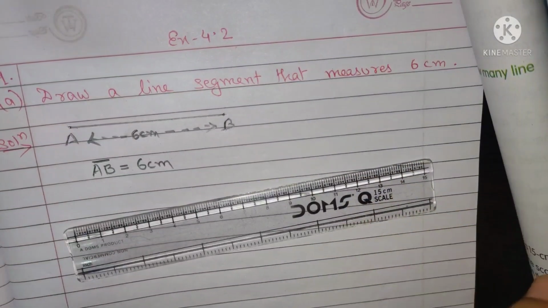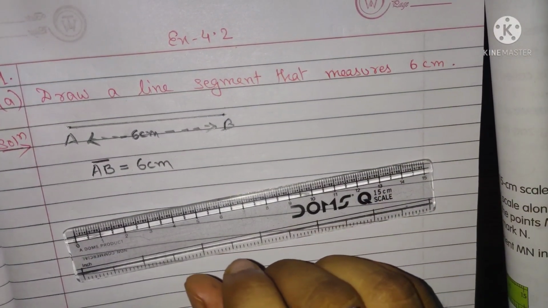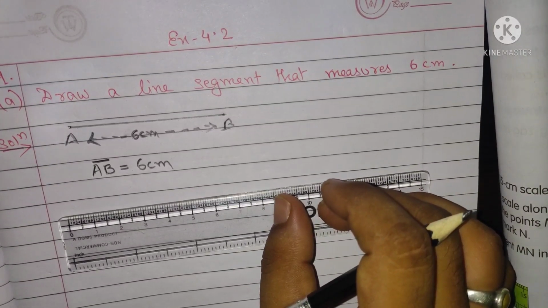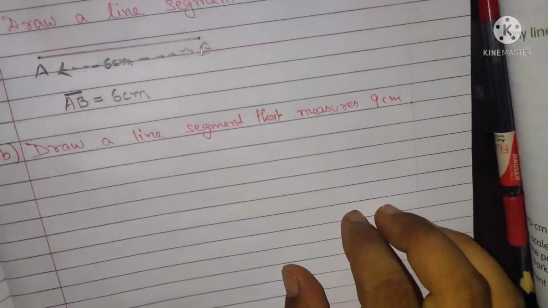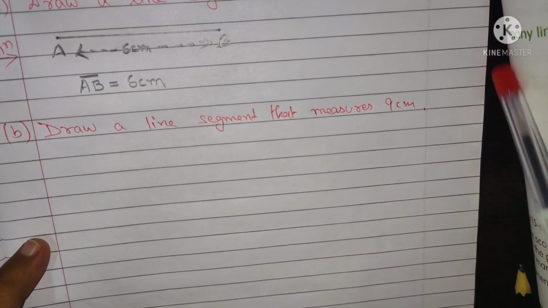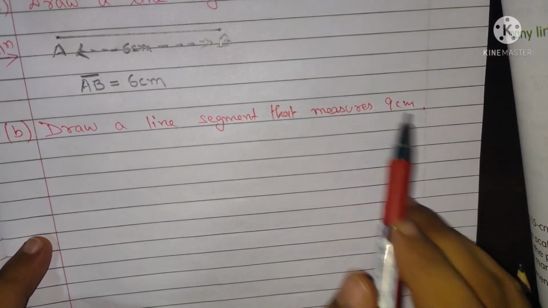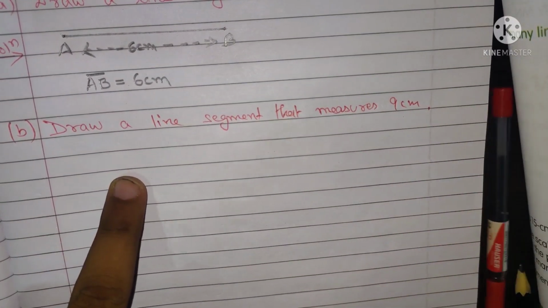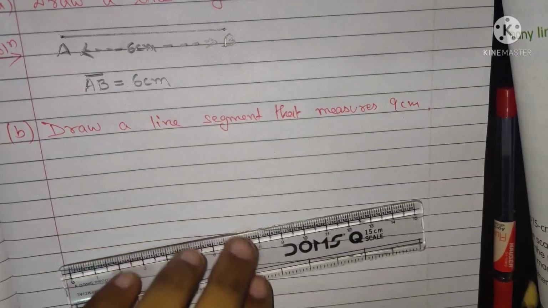There is another question in your book: draw a line segment that measures 9 centimeter. That one also we will draw now. So look at the next question, that is number B. It is given that draw a line segment that measures 9 centimeter. Now we have to draw another line segment which measures 9 centimeter. So let us draw another line segment of 9 centimeter.